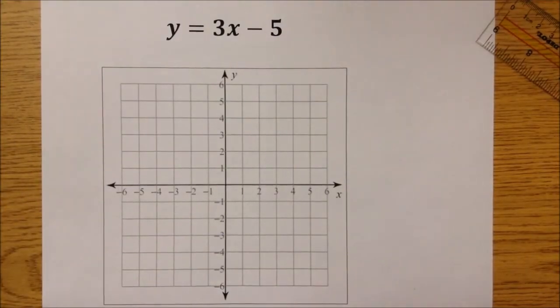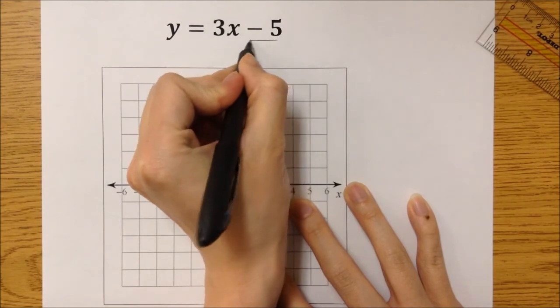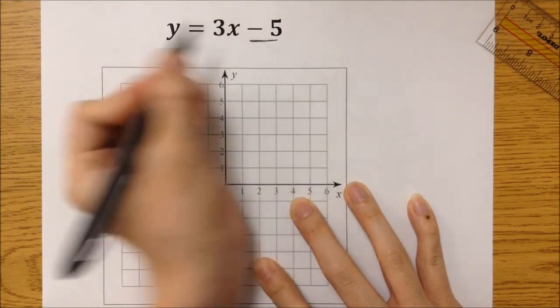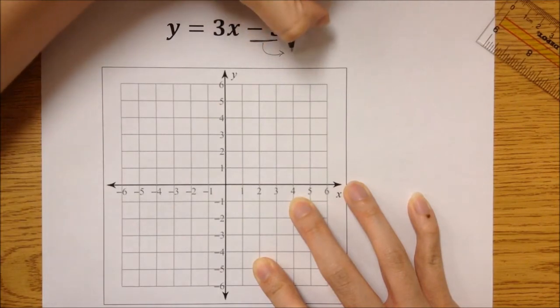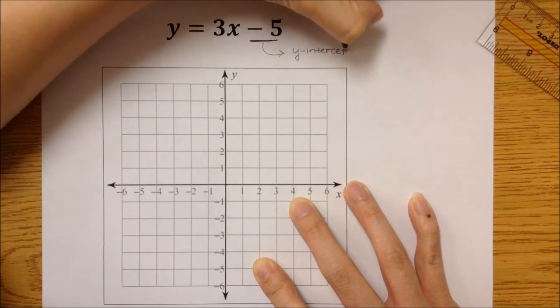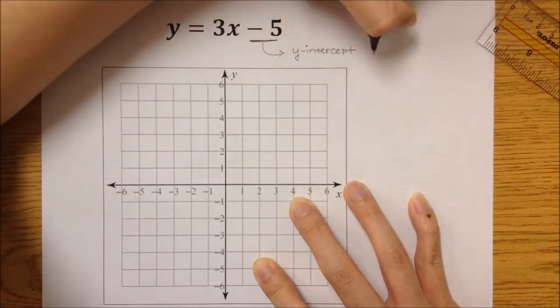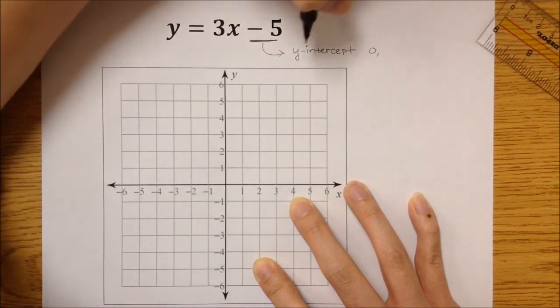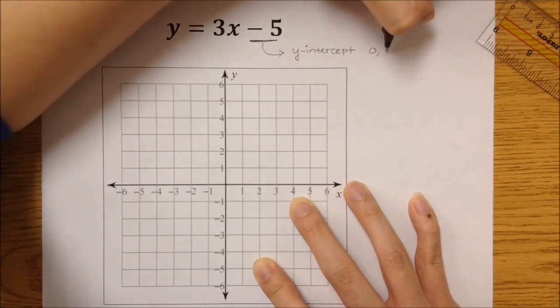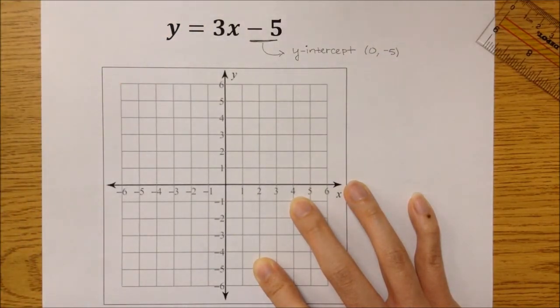Now in our third example, we have y equals 3x minus 5. Same as before, we're going to find the y-intercept. I'm going to underline it. It's always the number without the x. So here's our y-intercept. The x is always 0, and the y value, the one I underlined, since it's minus 5, is negative 5. So here's our y-intercept, 0, negative 5.